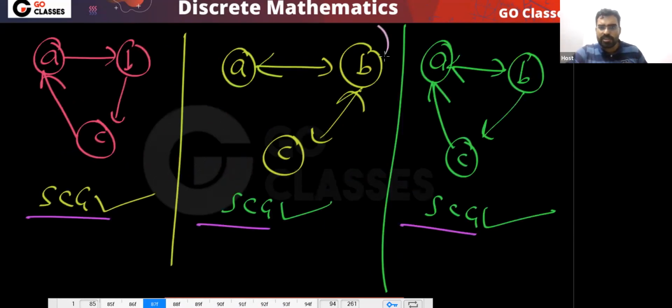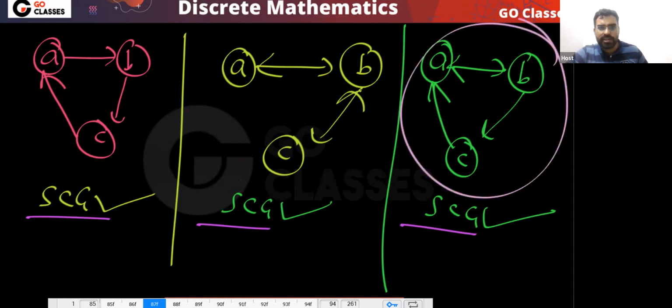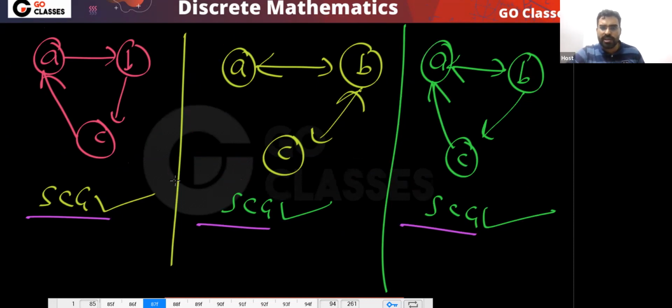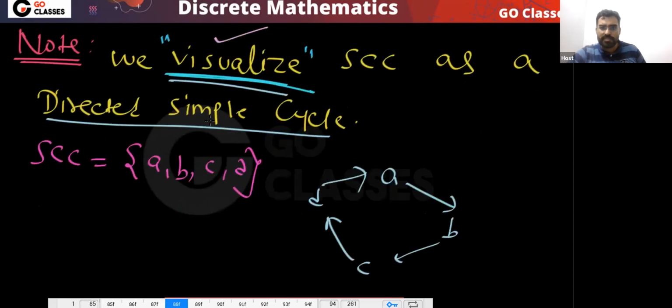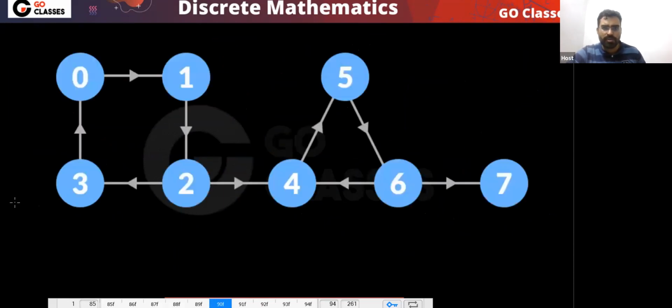You can notice, for example, here also, this is a strongly connected graph. Only one strongly connected component you have. Here also one strongly connected component. Here also one. Here also one. Okay, so these things are very simple. This is how we visualize the strongly connected component.